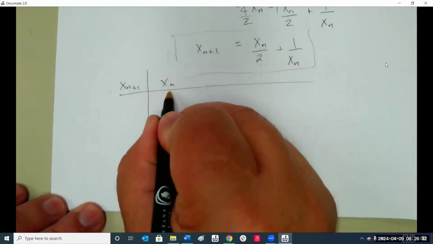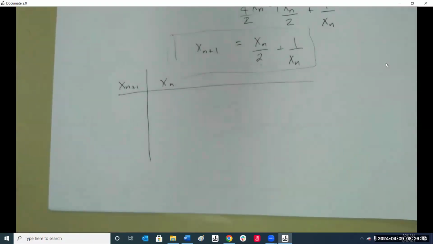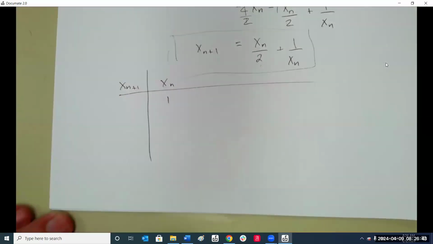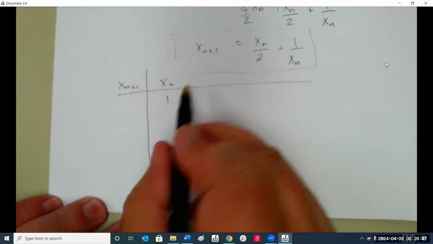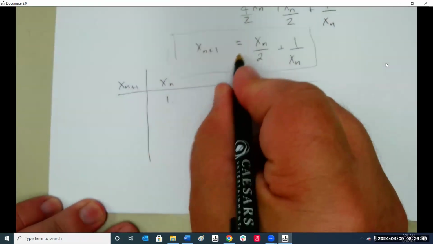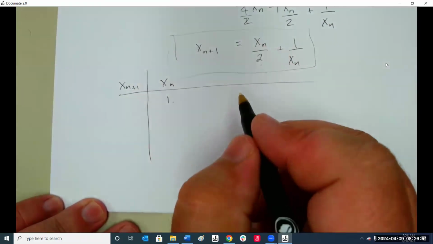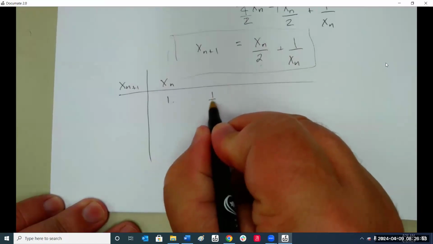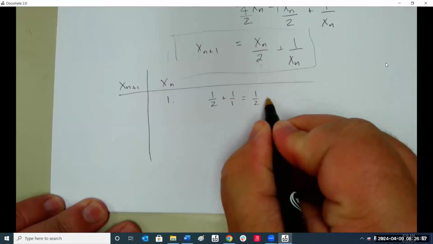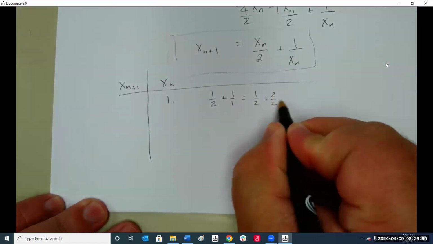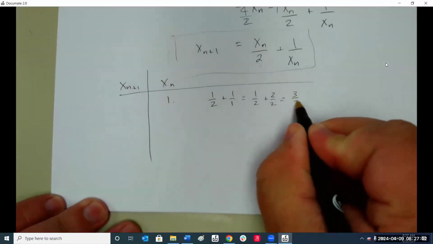So we'll be using this equation. Let's use this table. These are my x sub n's. This is n plus 1. This is x sub n. So our first x, what's our first initial guess? Let's just try one. Try something simple. So if we plug in 1 in place of x sub n, we get 1 over 2 plus 1 over 1, 1/2 plus 2 over 2 is 3/2.